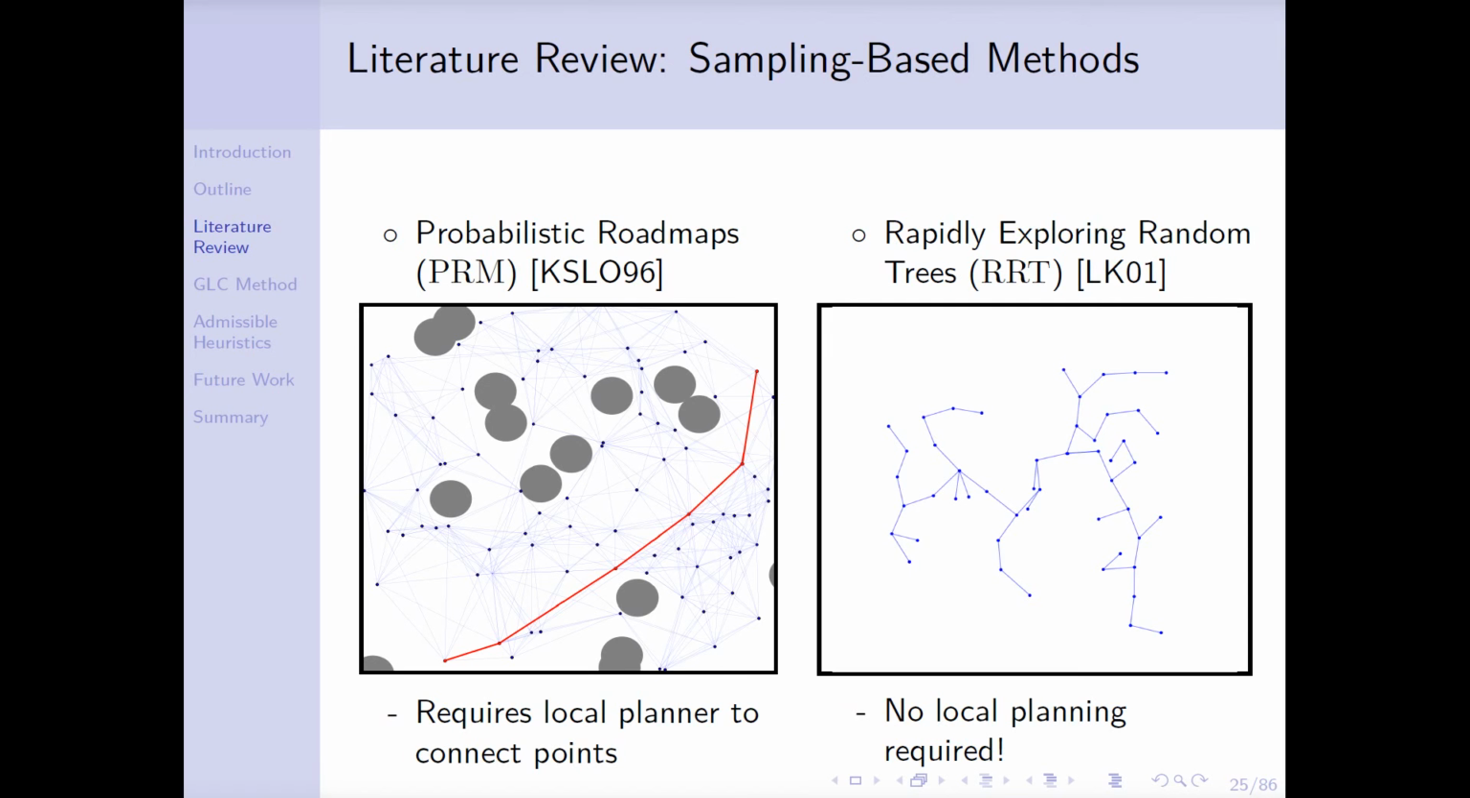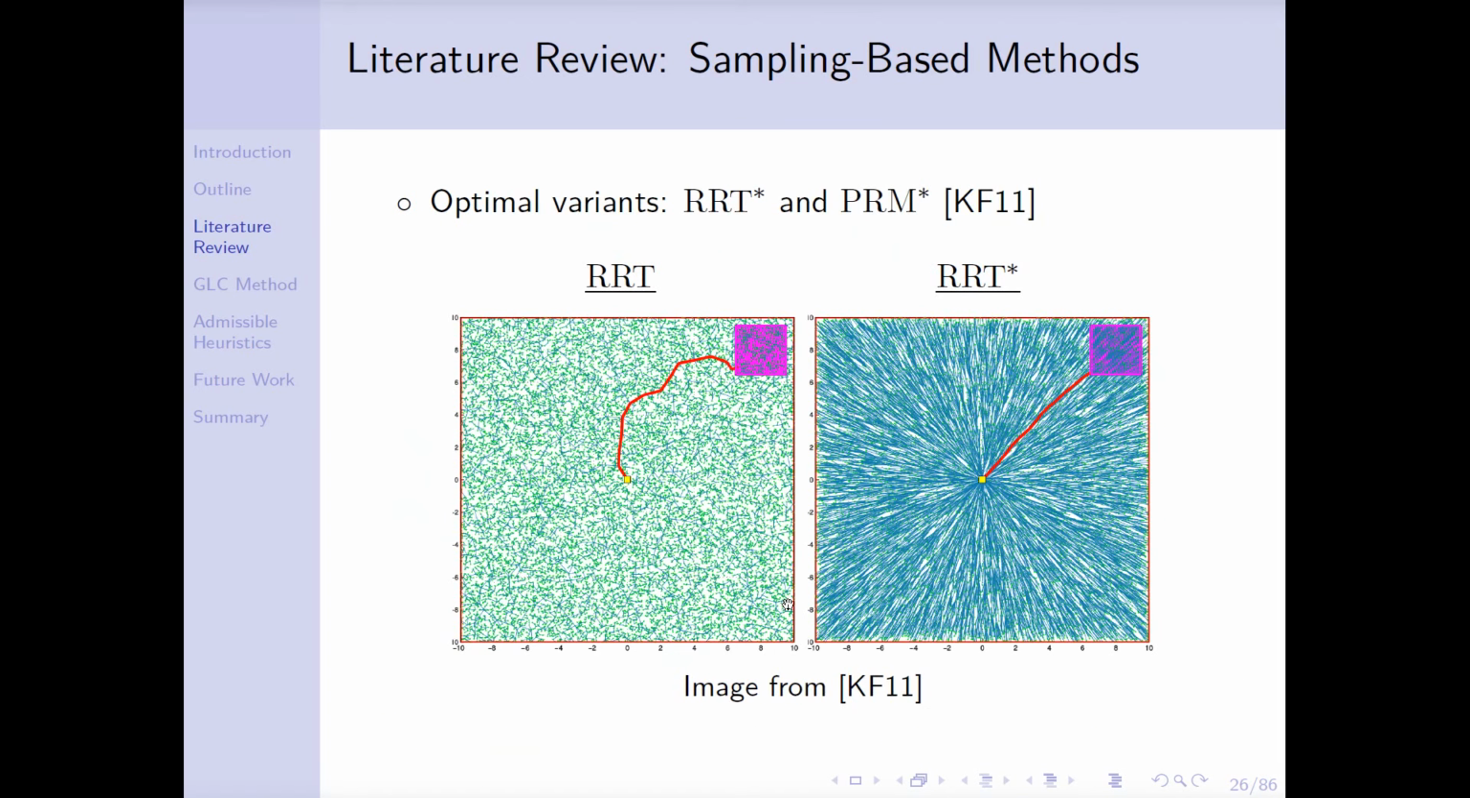But a limitation of both of these algorithms is that neither one will generate or converge to an optimal solution as you increase the number of random samples. So then the next big thing in motion planning was the optimal variants of these algorithms, the RRT star and PRM star algorithms. These variants of the algorithms now have probabilistic completeness as well as asymptotic optimality.